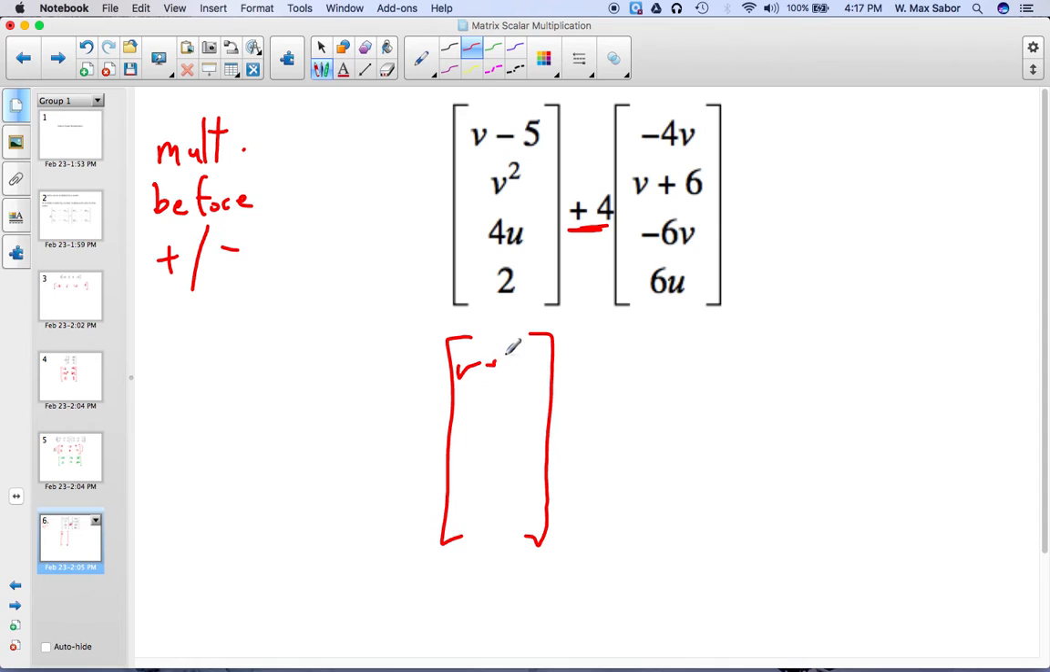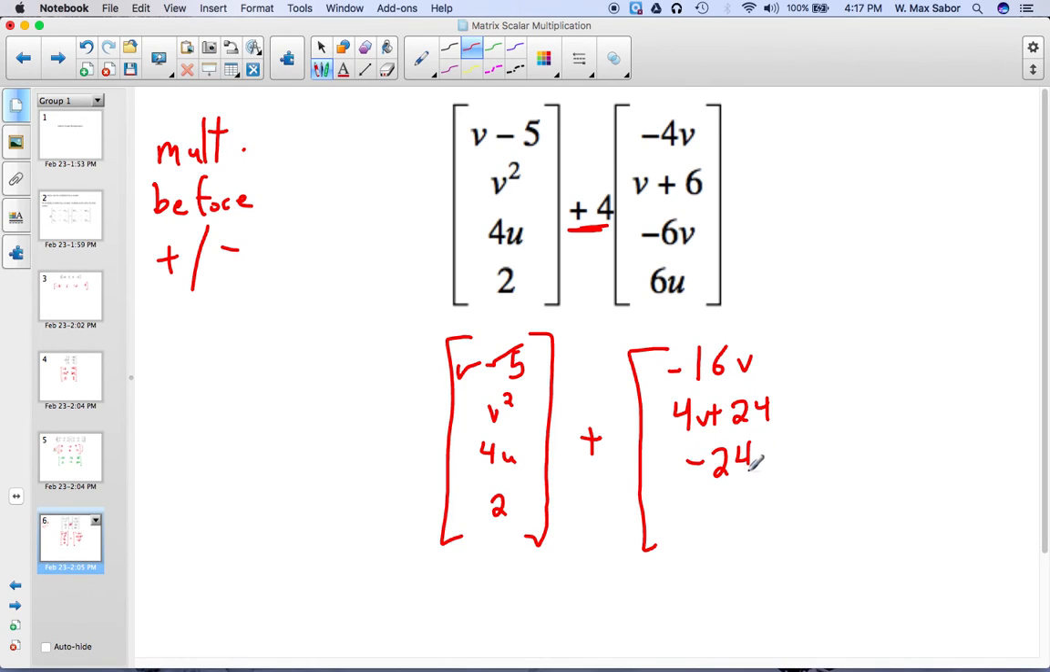We leave this vector the same. I call this a vector because we can write a vector as a column matrix, as a matrix with a single column. But you could just call it a matrix as well. And I'm distributing that positive 4: 4v plus 24, negative 24v, and 6u, oh, whoops, that should be 24.